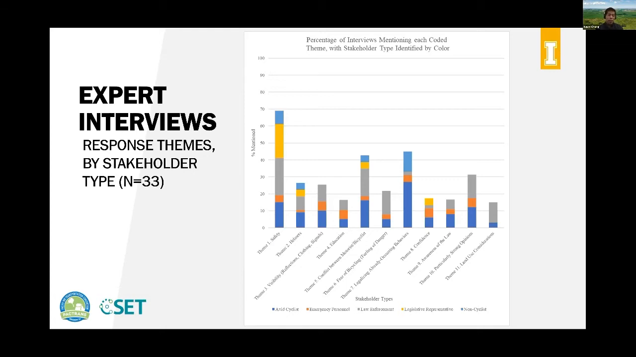You can see some of the other themes that were more popular than others. Theme number 5, the conflict between the motorist and the bicyclist, and then shifting over two bars, theme number 7, the legalization of already occurring behaviors. And so this was one summary from our initial interviews.